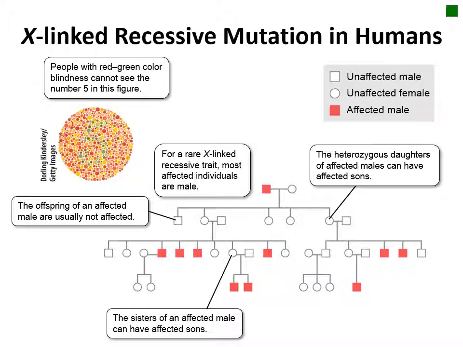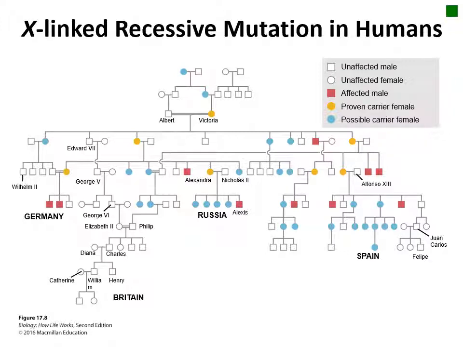A female whose father is affected can have affected sons because she will be a heterozygous carrier of the recessive mutant allele. One of the most famous examples of human X-linked inheritance is the trait of hemophilia, which results from a recessive mutation in a gene encoding a protein necessary for blood clotting. Affected individuals bleed excessively even from minor cuts and bruises.